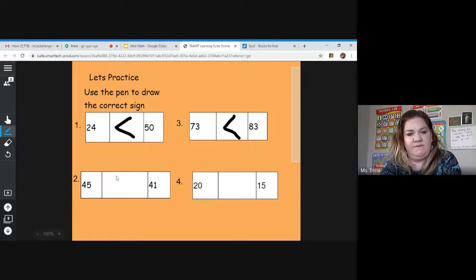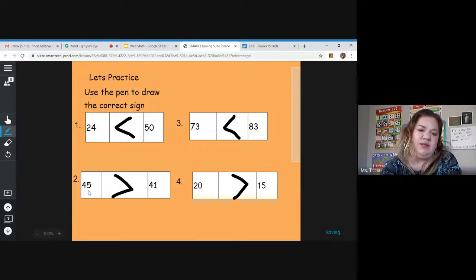And then we have 45 is bigger than 41, so the alligator mouth is going to be bigger. And 20 is bigger than 15, so the alligator mouth is going to be facing this way. So if we read it, it says 45 is greater than 41, and 20 is greater than 15.